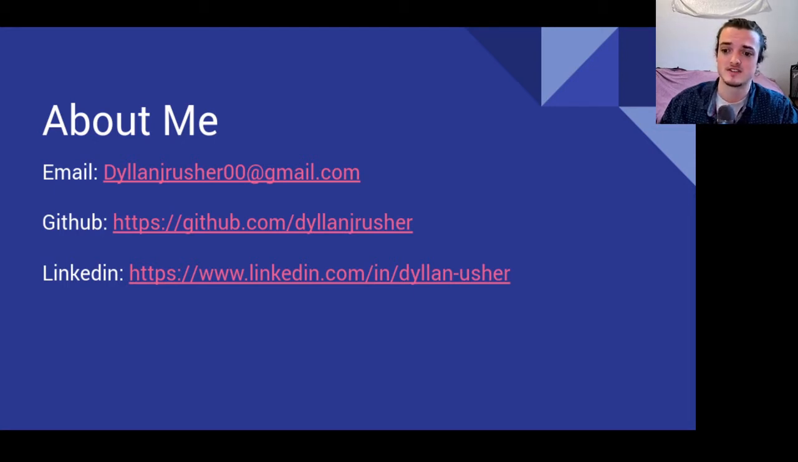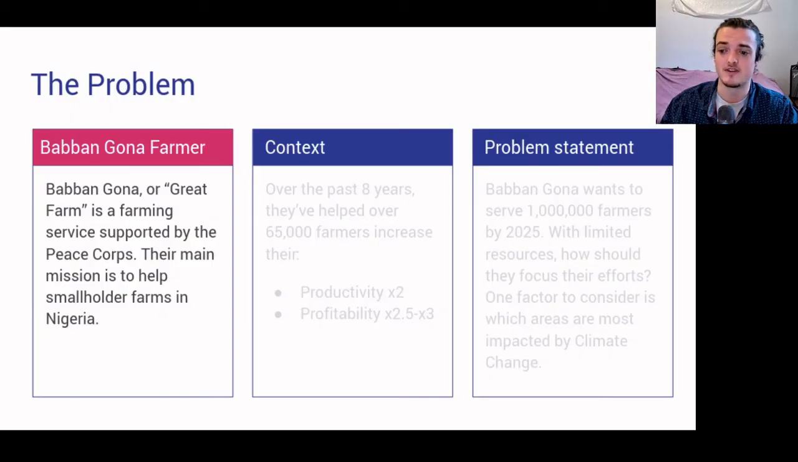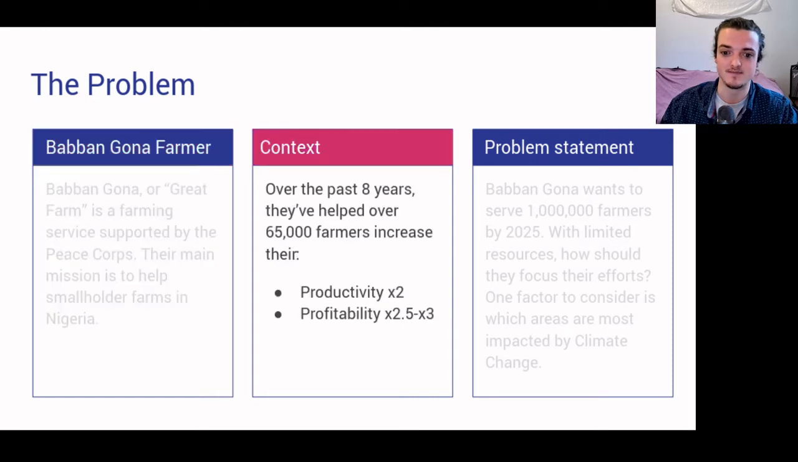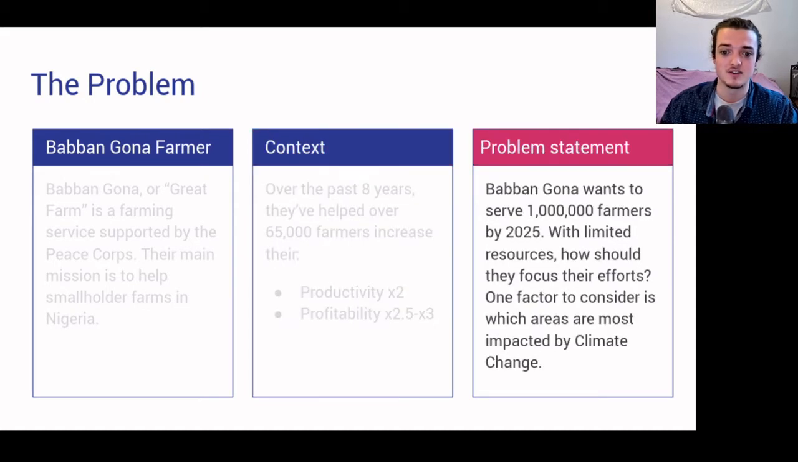This project focused around Bootcamp Gona. It's a farming service supported by the Peace Corps focused on helping smallholder farms in Nigeria. Over the past 8 years, they've reached out to over 65,000 farmers and increased their productivity and profitability. By 2025, however, they want to reach out to 1 million farmers. And with limited resources, how should they focus their efforts?